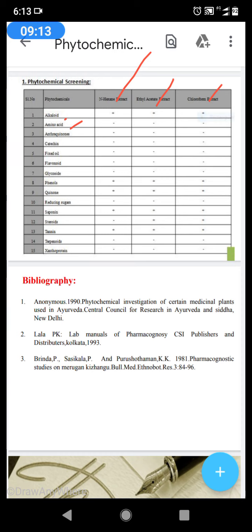And the fixed oil, flavonoids, glycosides, phenol and quinone, reducing sugar and saponin, steroids and tannin, terpenoids and xanthoproteins. I did all these experiments, and you can see what I have given here, where I extracted the data from the bibliography: the 1990 publication Phytochemical Investigation of Certain Medicinal Plants Used in Ayurveda, Central Council for Research in Ayurveda and Siddha, New Delhi, and Lal PK, Lab Manual, CSI Publishers and Distributors, Kolkata, 1993, and this is the reference.